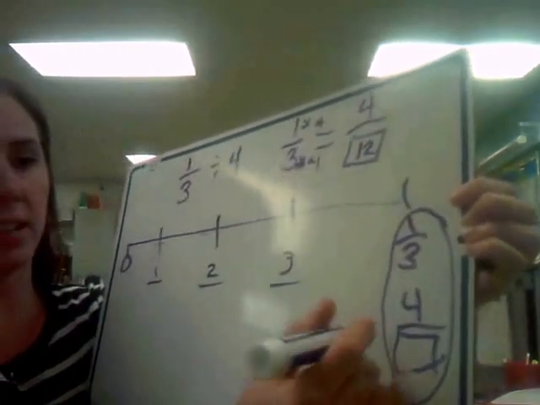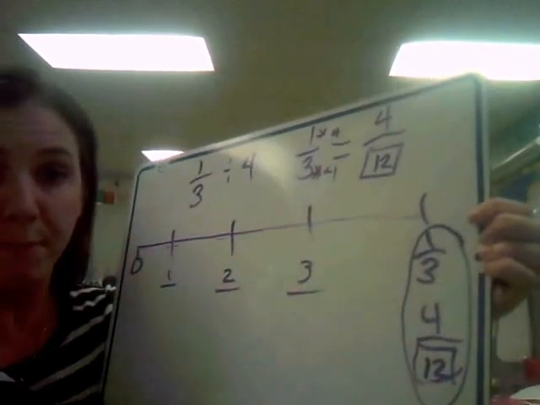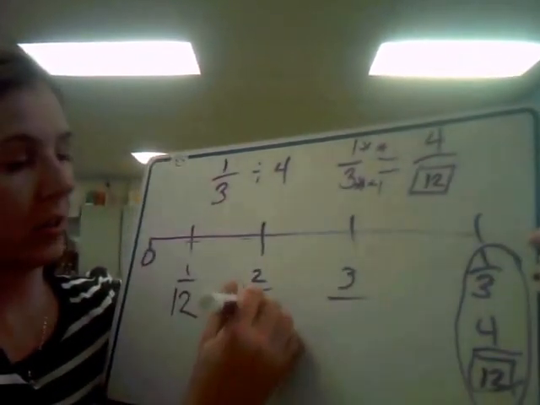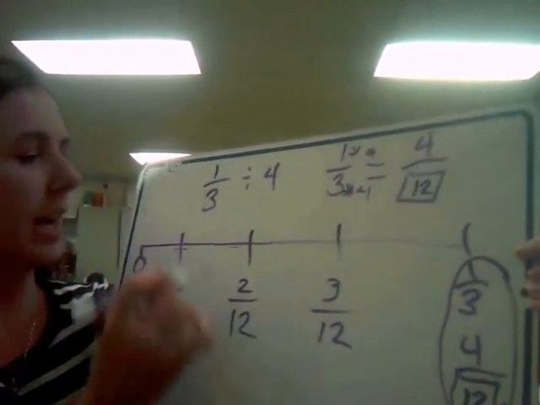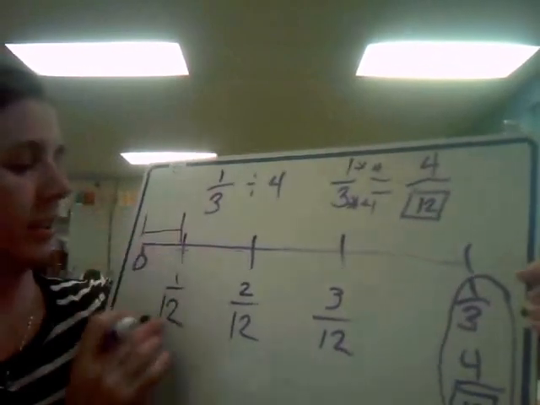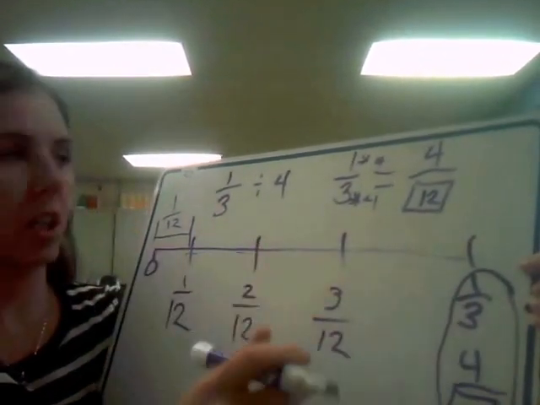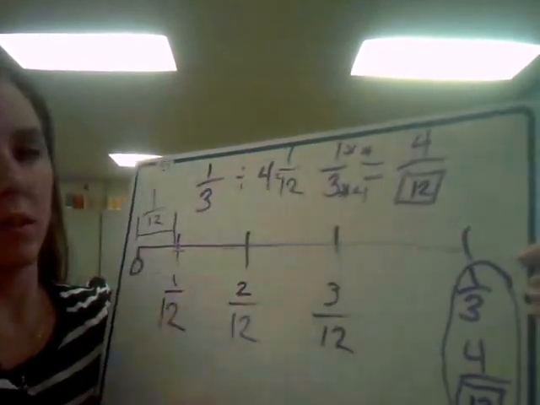So that means that this has to be 4 twelfths to be equivalent to 1/3, to be in that same spot. And so that means that I was counting by 12. So that would be 1/12, 2/12, 3/12, and of course 4/12, which is 1/3. So how long is one of these sections? Right, they're each 1/12 long. So 1/3 divided by 4 equals 1/12.